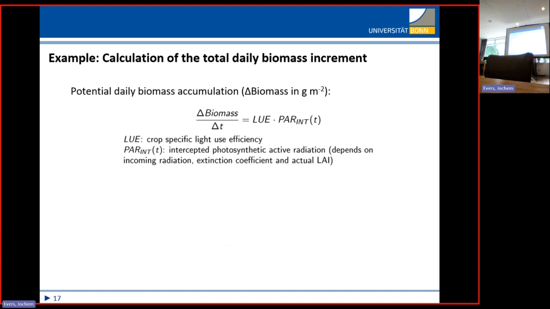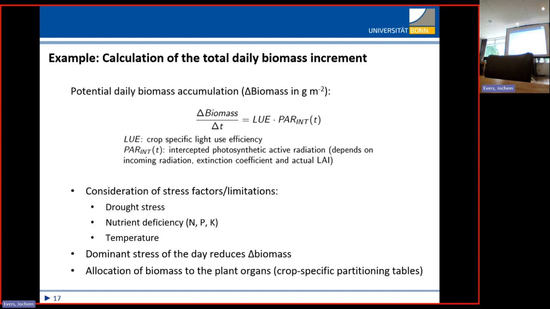This is the simple formula. And this is a crop-specific parameter, and this itself depends on the incoming radiation measured by the weather station, and the extinction coefficient, that is again a parameter, and the leaf area index, which is again calculated. And the daily biomass accumulation can be limited by stresses or by limitations. This could be drought stress, this can be nutrient deficiency, most models consider N only, and by temperature, heat and cold temperature.